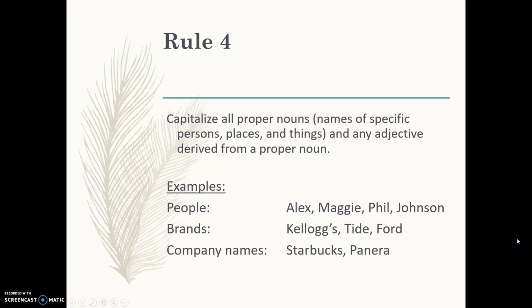Rule 4. Capitalize all proper nouns, like names of specific persons, places, and things, and any adjective that is derived from a proper noun. For example, people like Alex, Maggie, Phil, Johnson. Or brands would be Kellogg's, Tide, and Ford. Company names, Starbucks, and Panera.